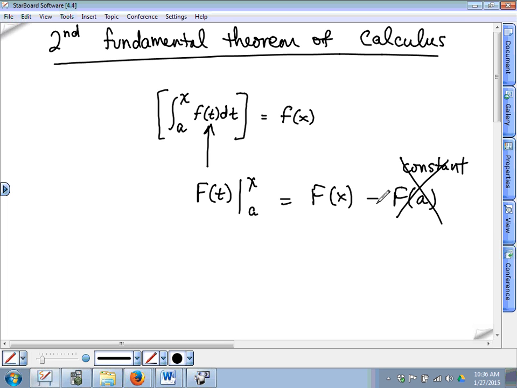You follow? Now, if you plug x into a function, don't you get a function of x? Yeah. And what happens if you take the derivative of an antiderivative? Because capital F is an antiderivative. What happens if you take the derivative of an antiderivative? It goes back to little f. That's why this equals little f of x. Okay, did you follow that?